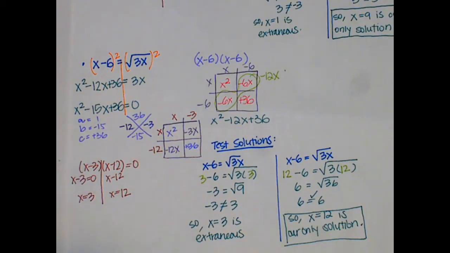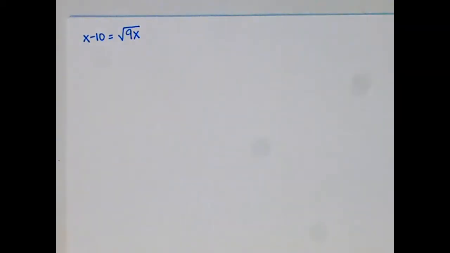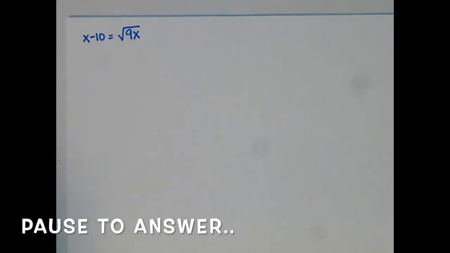All right, and here is your final answer. You should have gotten x is equal to 3 and x is equal to 12. When you check them, you should have seen that x is equal to 12 is your only solution. Okay, and this is the last one that we are going to do. I'm going to have you do it from start to finish all on your own without me checking in with you. So please go ahead and get started.